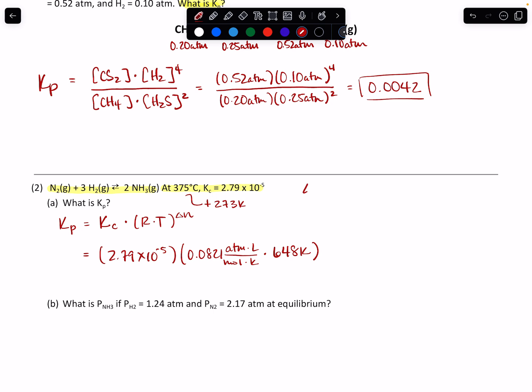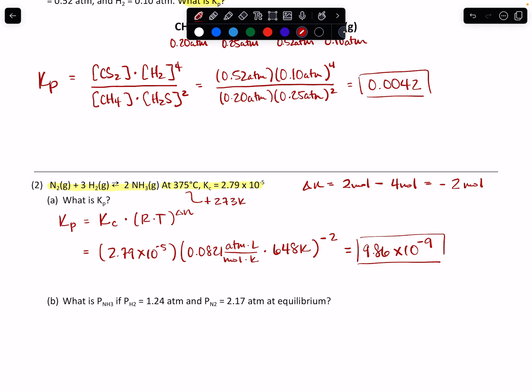Now for delta N, we look on the product side, I have 2 moles of gas, and on the reactant side, I have 1 plus 3, 4 moles of gas. So the delta N for this reaction is negative 2 moles. So we need to raise this to the negative 2 power. I plug all of that into my calculator, and I find that the Kp is going to be equal to 9.86 times 10 to the negative 9th.